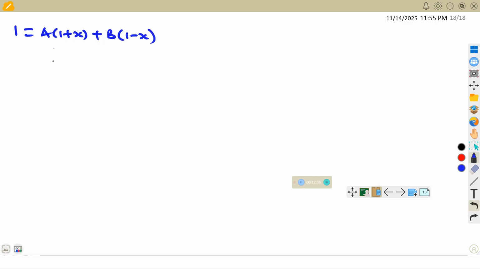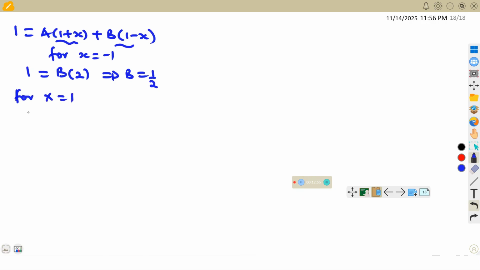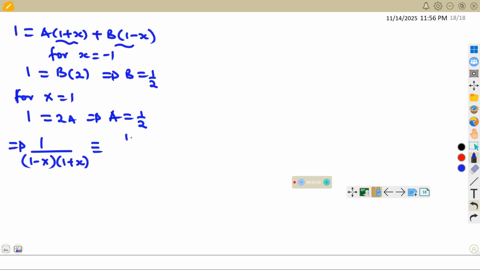So from here, we can easily say that for x equal to negative 1, 1 will be equal to, so this will go away, we shall have b into 2. And this implies that b is a half. Likewise, for x equal to 1, we shall have 1 equal to 2a, and this will imply that our a is a half. So this implies that 1 upon 1 minus x into 1 plus x is equivalent to a half over 1 minus x plus a half over 1 plus x.